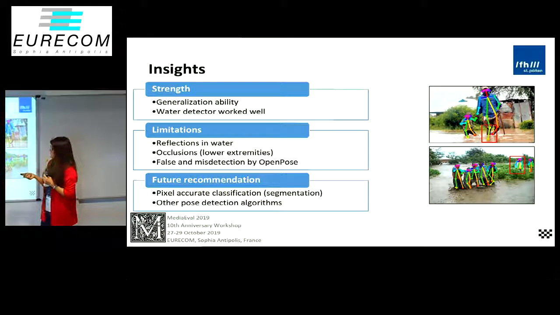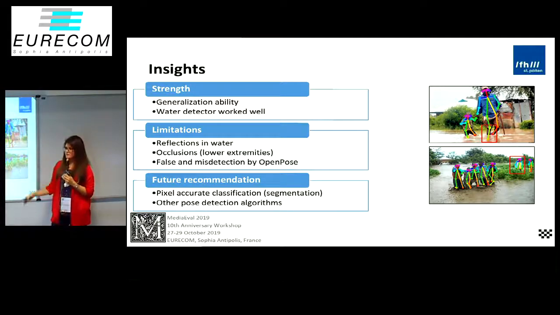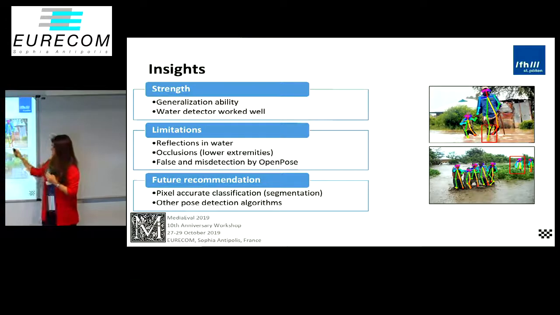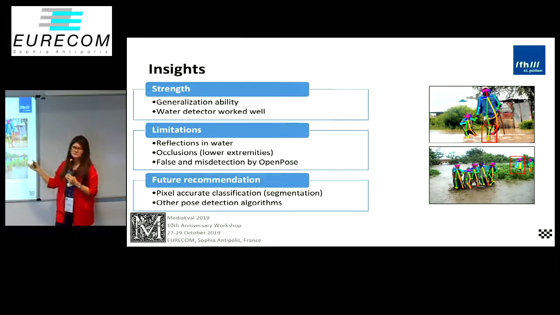The limitations were again the reflection in the water. As you see, sometimes the pose detector confuses it with the lower torso, or the lower part. And occlusions, like cars somewhere, and there are many examples in the results. These are the problems which lead to false misdetections by OpenPose.